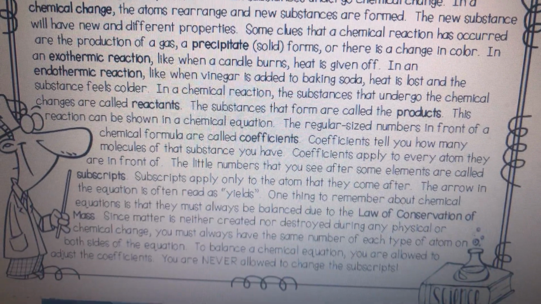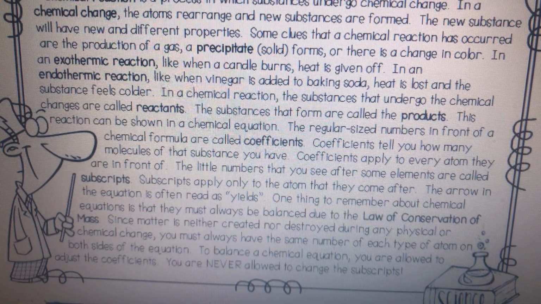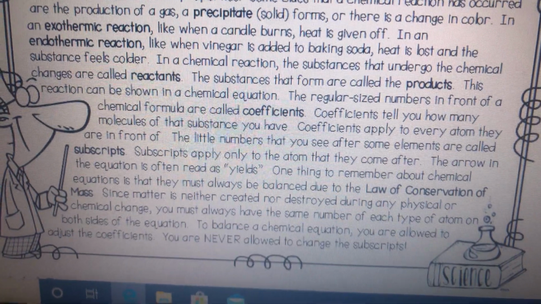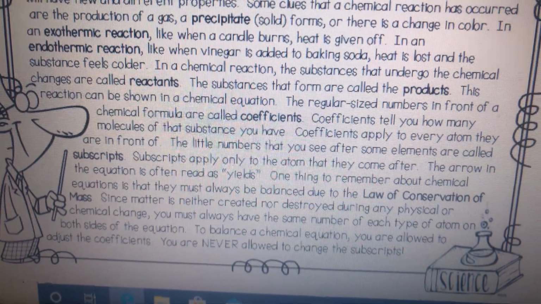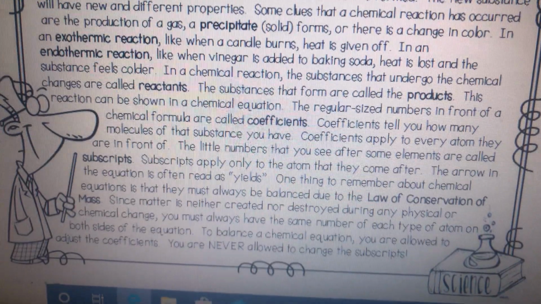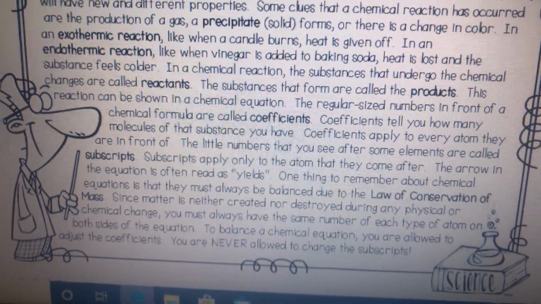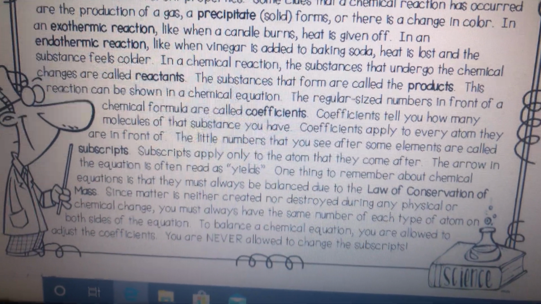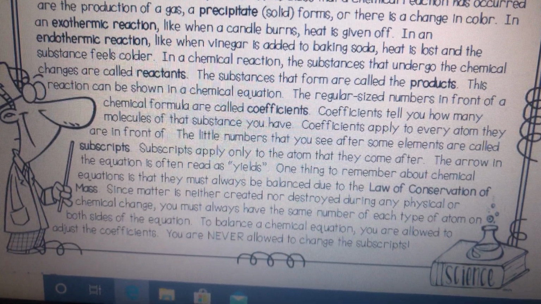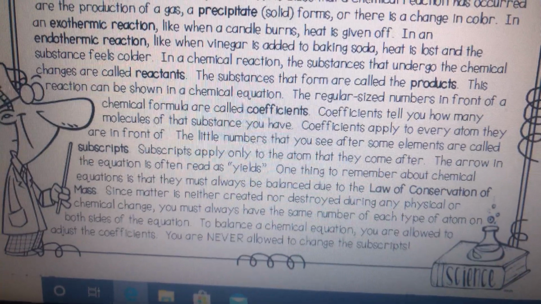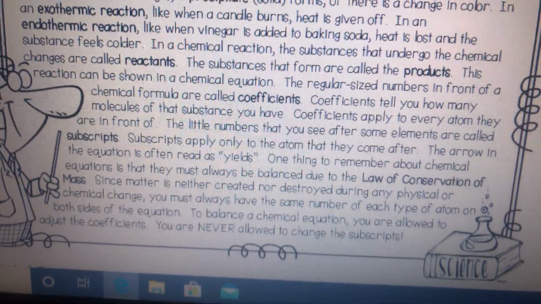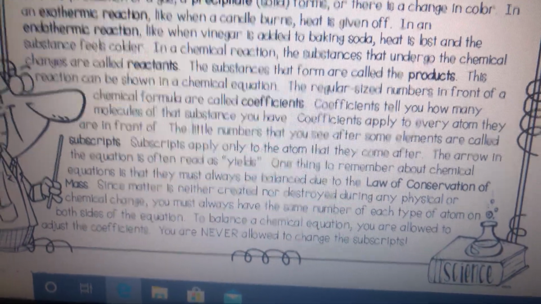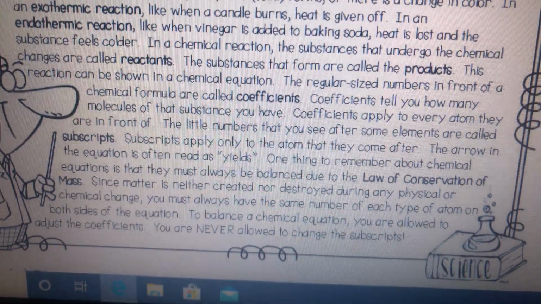If we talk a little bit more about a chemical reaction, the substances that undergo the chemical changes are called reactants. When we put reactants together and usually apply some kind of heat or energy, what happens is we get what are called products. The substances that are formed are called products. This reaction can be shown in a chemical equation.